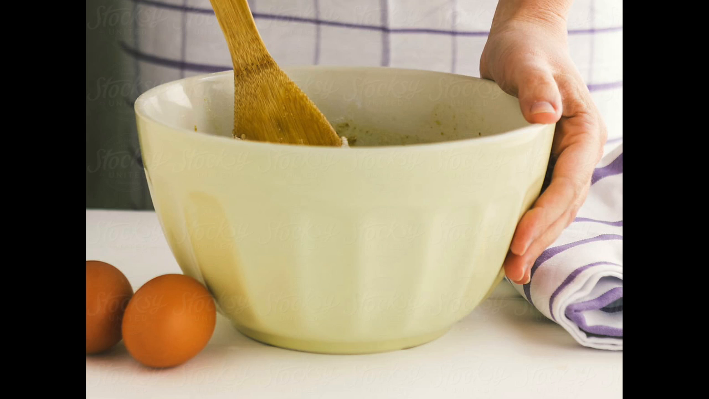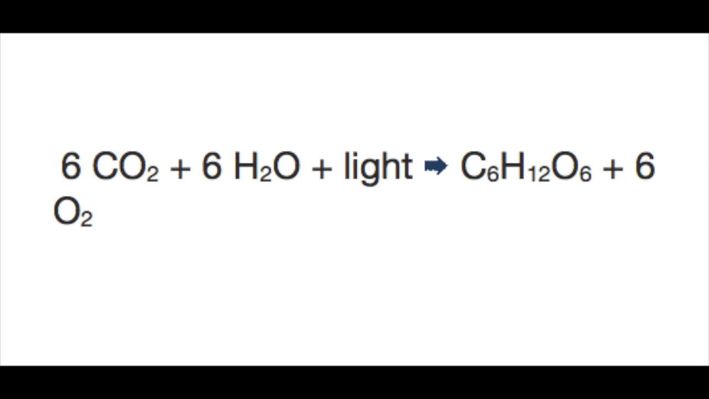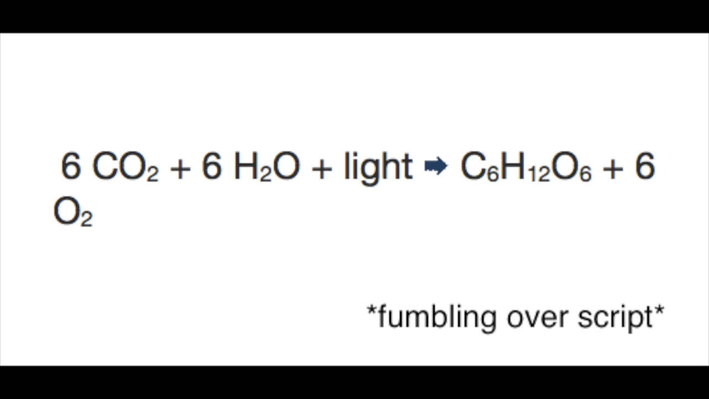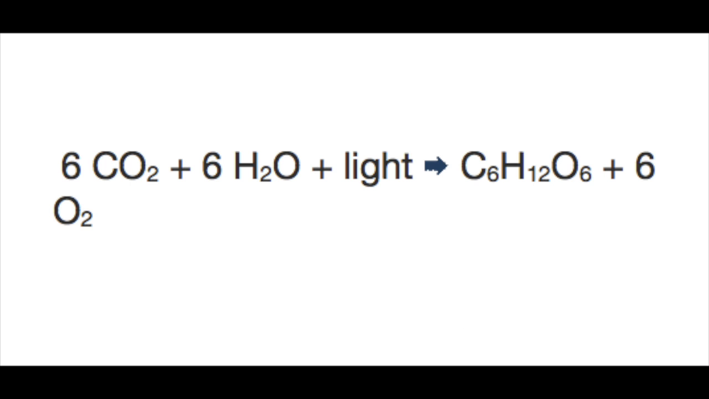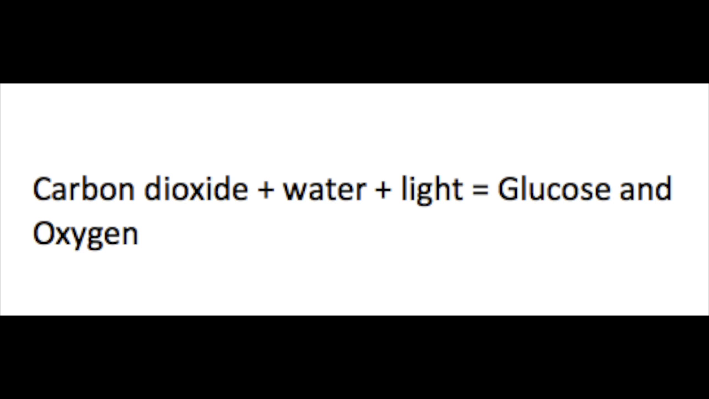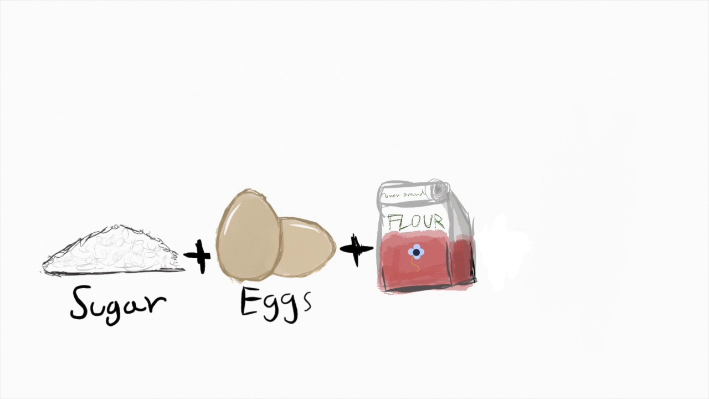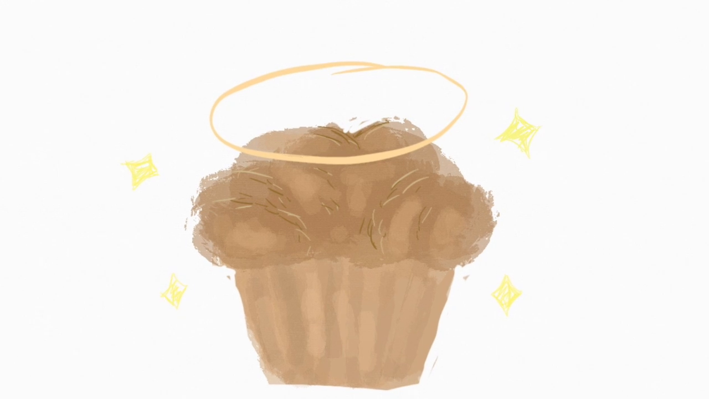There it is. Okay, so you see, photosynthesis is like a recipe. For plants to produce their own food, called glucose or sugar, they need a specific number and amount of ingredients. They come in a special formula, something like 6CO2 plus 6H2O plus light equals C6H12O6 plus 6O2. In other, way simpler terms, carbon dioxide plus water plus light equals glucose and oxygen. Think of it like sugar plus eggs plus flour plus milk equals delicious muffins.